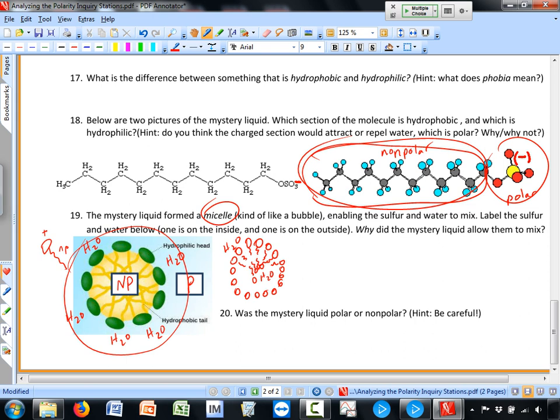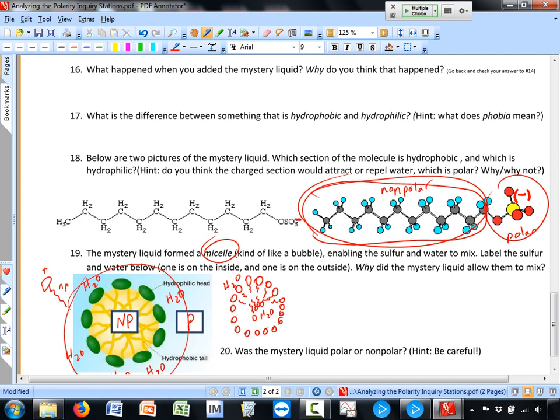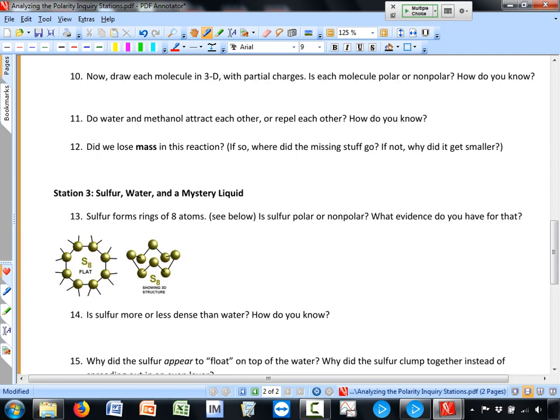And it actually facilitated the mixing because the sulfur still doesn't want to touch the water and the water still doesn't want to touch the sulfur. But it's kind of like a matchmaker that gets them closer together. And so we can wash the sulfur away. We can wash the grease away by using this molecule. I'll let you think of, was the mystery liquid polar or nonpolar?